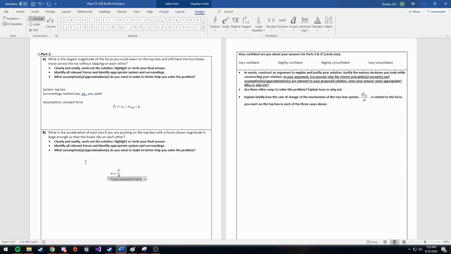But the bottom box doesn't have the force applied by you, it just has the kinetic friction, and that would be propelling it forward. So I think the acceleration of the bottom box is the kinetic friction times the normal force, and the acceleration of the top box is the force minus the kinetic friction force. Well, it's not times normal force.